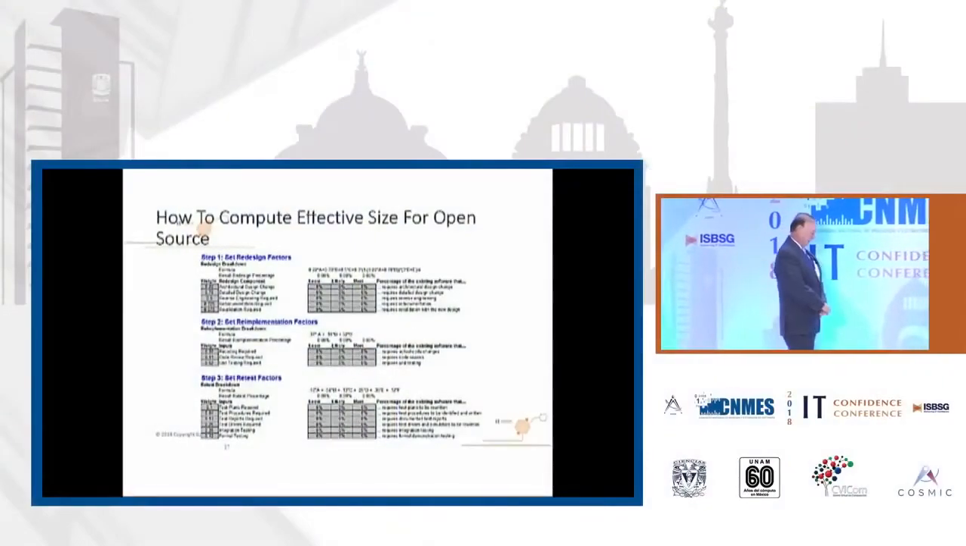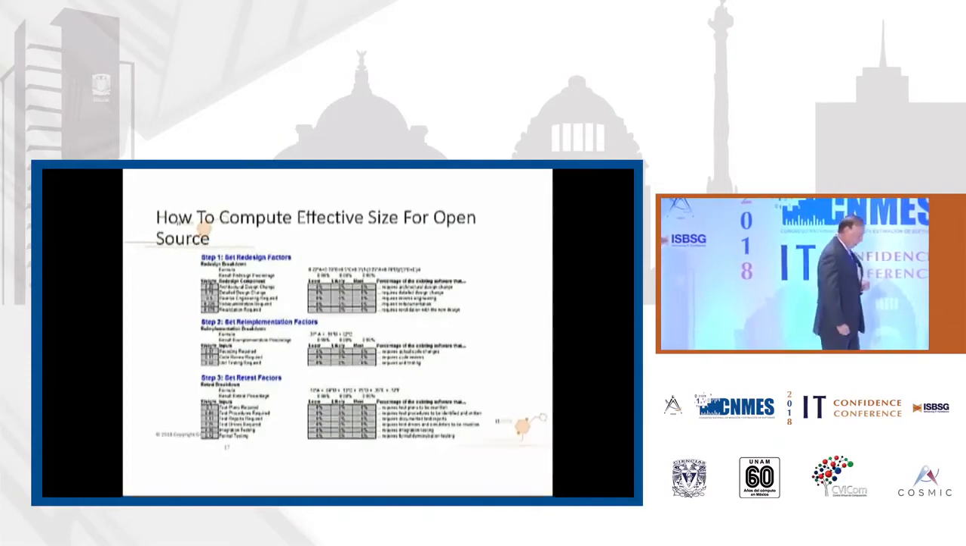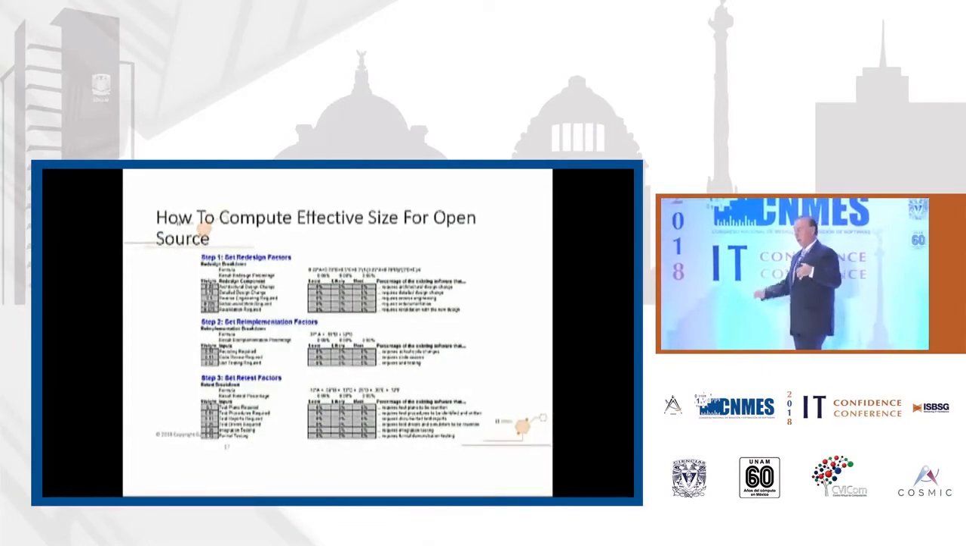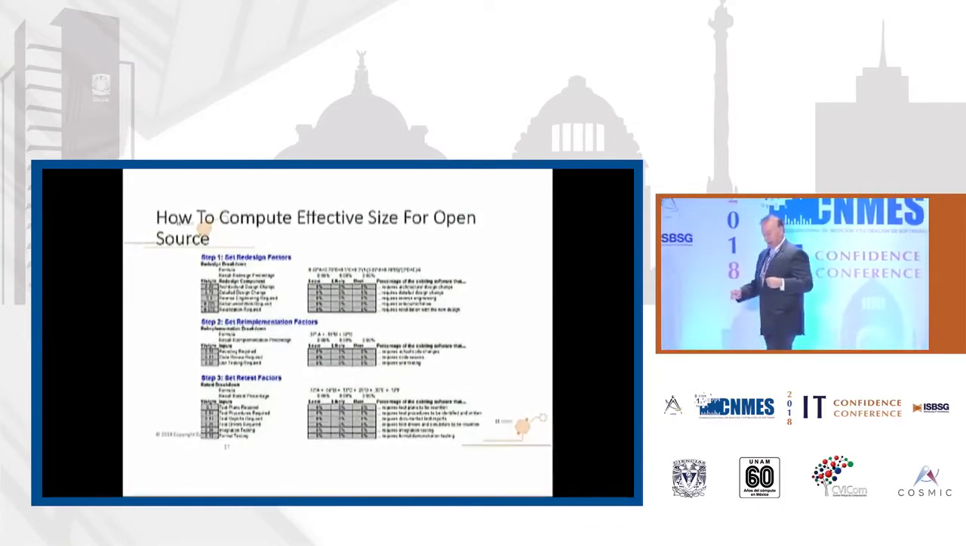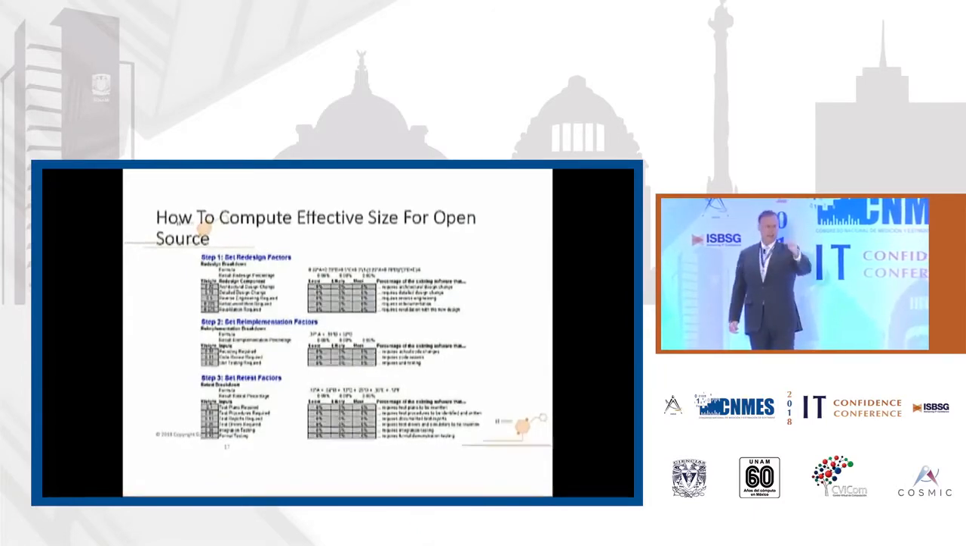You can compute the effective size. I realize this is too small to read, but what this is basically showing, for open source or for any other software really, is that you can figure out what the work is going to be compared to new by looking at how much is redesigned, how much is re-implemented, and how much is retested. And again, it's in the slides. It'll be on my website and the organization's website as well.